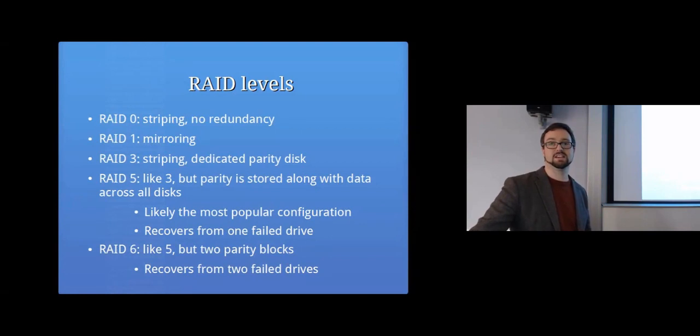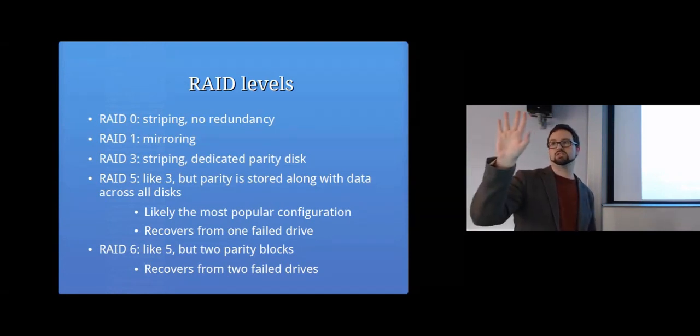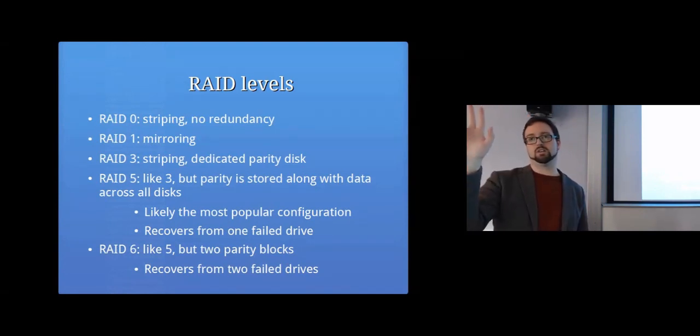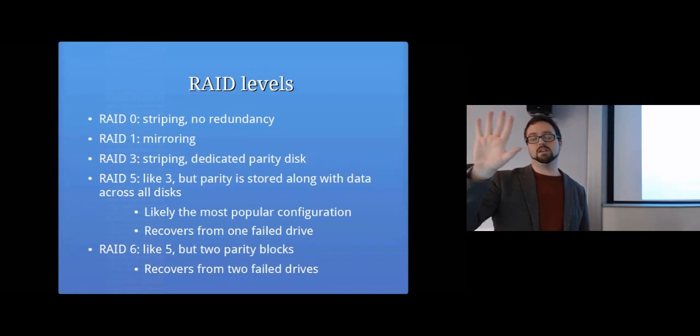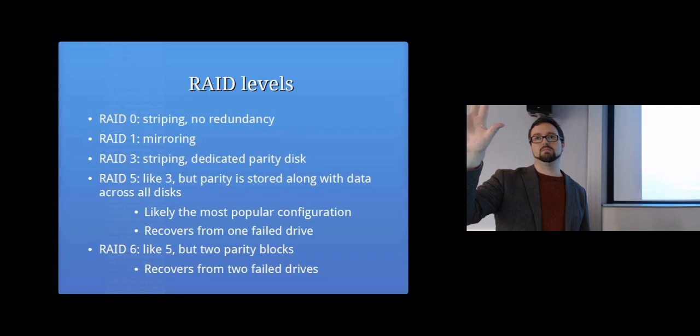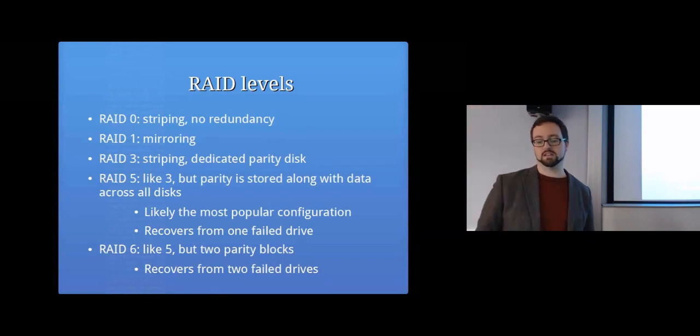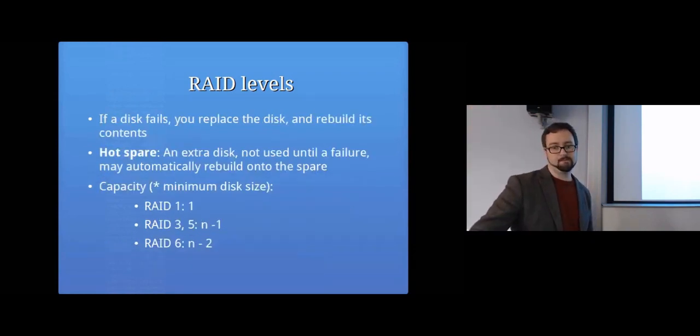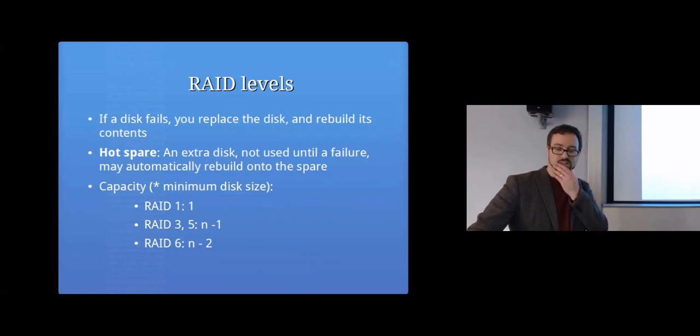RAID 6 is basically the same, but with 2 parity. So then you could lose 2 hard drives and you'd still recover everything. But if you had 5 hard drives with RAID 6, you'd have the storage space of 3. But you can lose 2 hard drives and you don't lose anything. That information is just there.